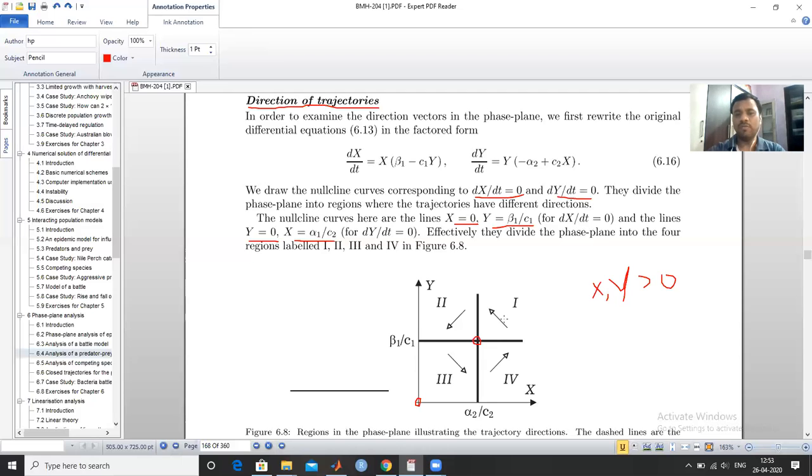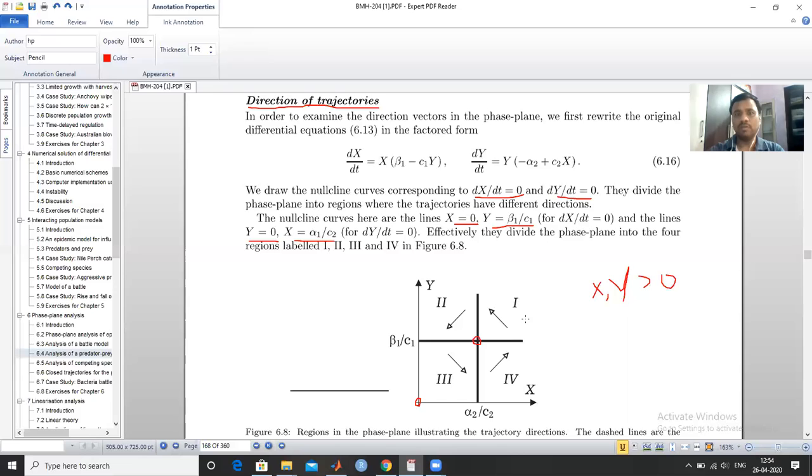So there are the 4 different regions. These numeric lines divide the first quadrant into 4 regions: first region, second region, third region, and fourth region. In these 4 regions, we have to find out the direction of the trajectories. Simply you can see the direction of these trajectories is like this, but we have to find out actually by the analysis. So how will you find out the direction in the first quadrant?